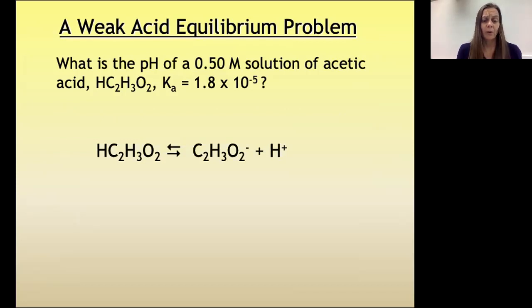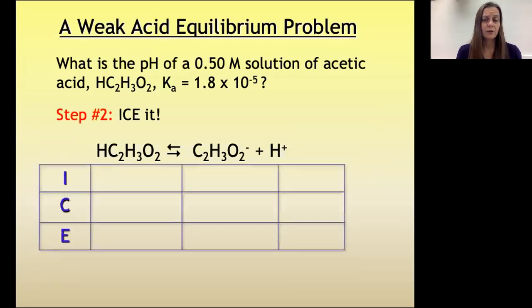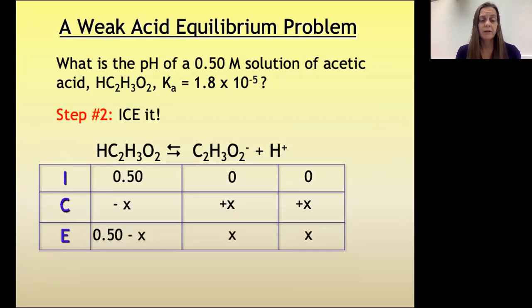Okay, so now we write our ICE table. We know that the initial concentration of the acetic acid is 0.50 molar. The initial concentration of both the acetate ion and the hydrogen ion are 0. We also know that the change is going to be a decrease of X for acetic acid and an increase of X for both acetate ion and hydrogen ion. And then we're going to write our equilibrium line. So we know that at equilibrium, our new concentrations are going to be 0.5 minus X, X, and X.